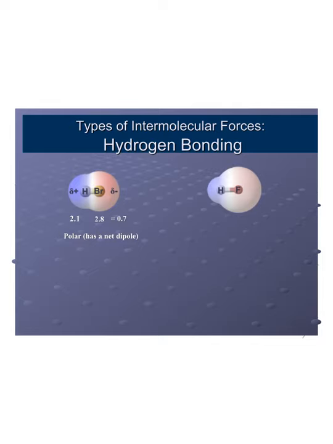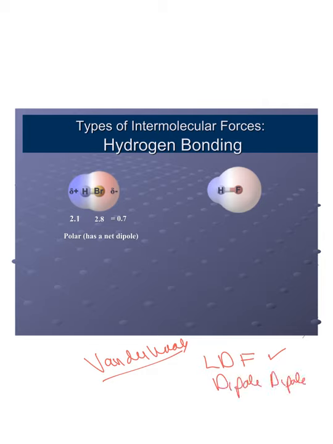So now we're going to talk about the last type of van der Waals force. Remember we talked about London dispersion force. So these are van der Waals forces, or intermolecular forces. We talked about London dispersion force. We talked about a dipole-dipole force. And now we're going to talk about the granddaddy of all intermolecular forces, hydrogen bonding. A hydrogen bond is a type of dipole-dipole, but it is the strongest intermolecular force.